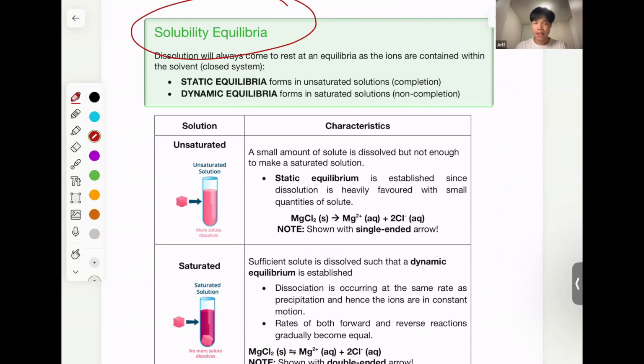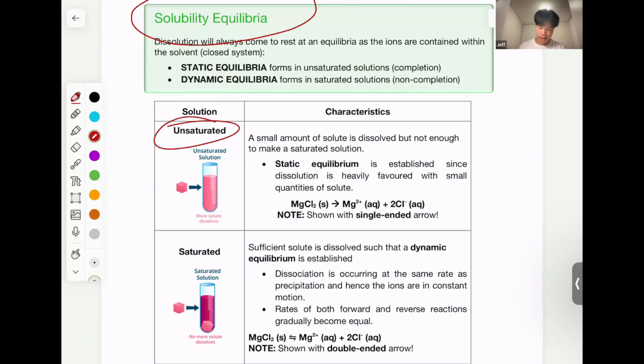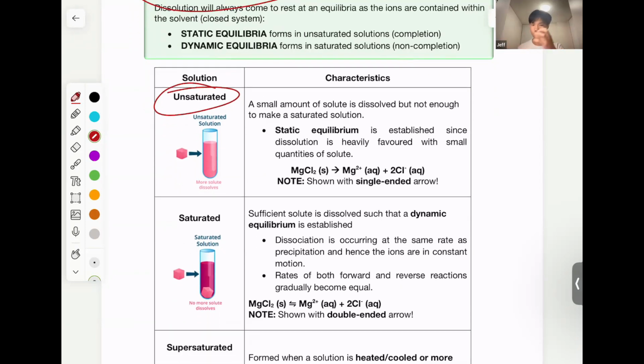You will form a static equilibria in the case of an unsaturated solution, where you've dissolved a certain amount of solute, but it's not enough to make a saturated solution. That means the reaction went to completion. So you dissolved all of your solid, none of it is reprecipitating, and none of it is turning into dissolved ions anymore, because you've already removed all the solid.